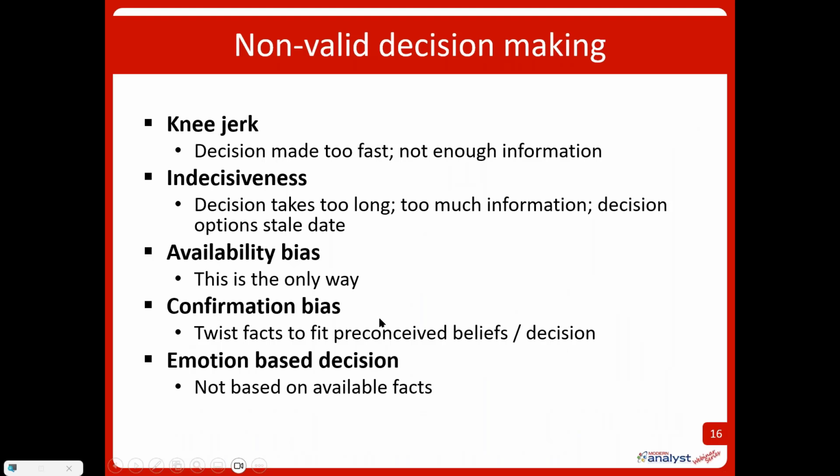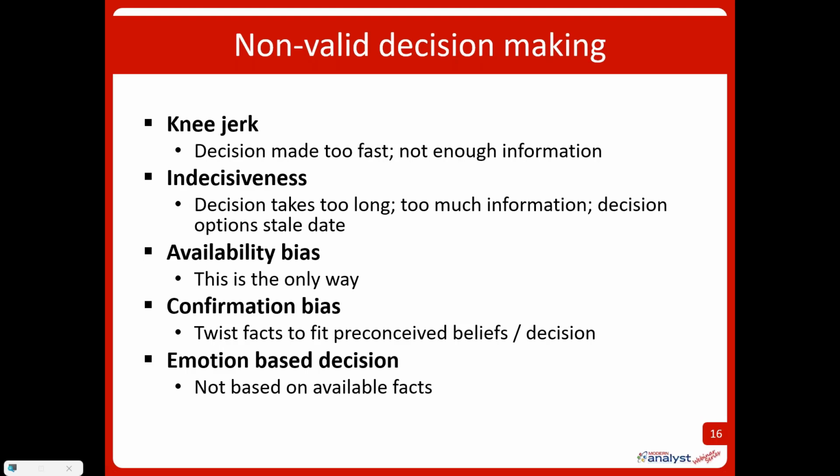So what's a bad, non-valid decision? You're knee-jerk. Decision made too fast. You don't have enough information. You get information after the fact that you could have had and made a different decision. You have decision churn. You have to keep going back to the decision and redoing it. Indecisiveness, the exact opposite. Take too long, too much information. Your options get stale. The availability bias or the availability heuristic, where you come up with an answer because it's the first thing that pops into your mind and you can't think of anything else. Or you've got to come up with 5, you come up with 3 and say, I can only come up with 3, therefore there are only 3.